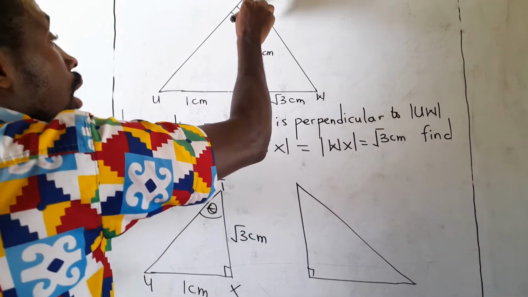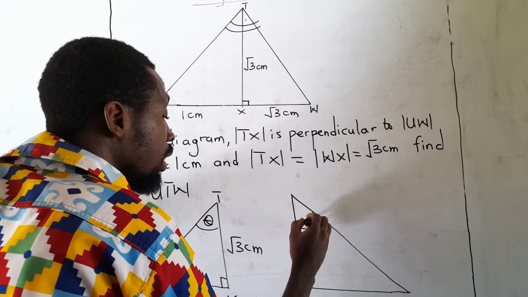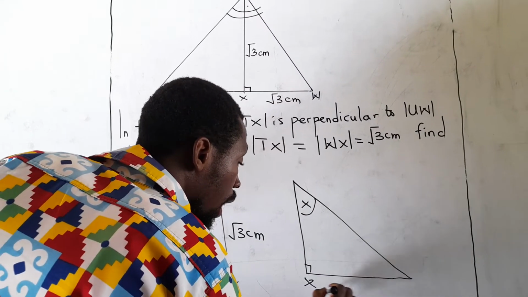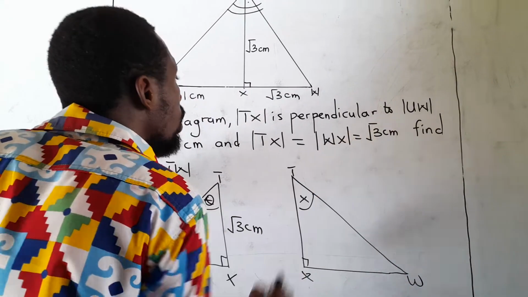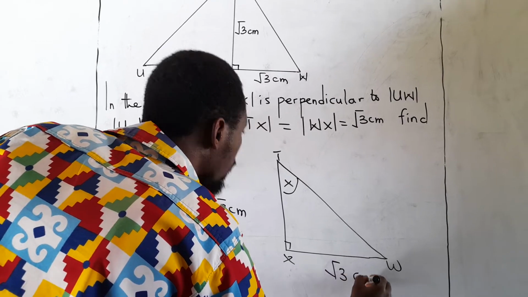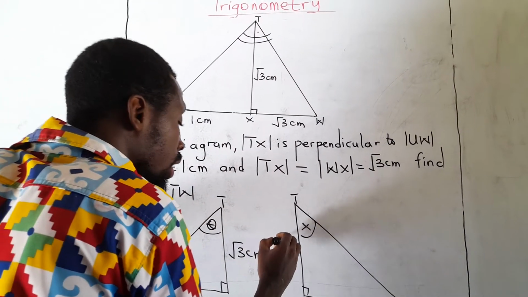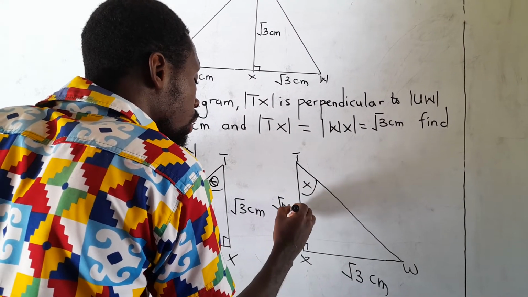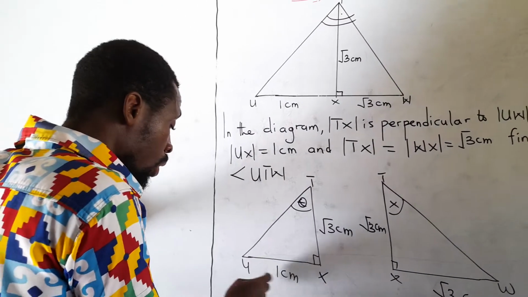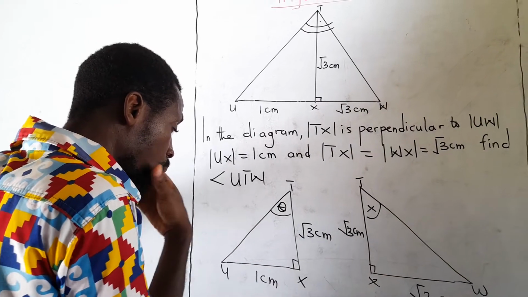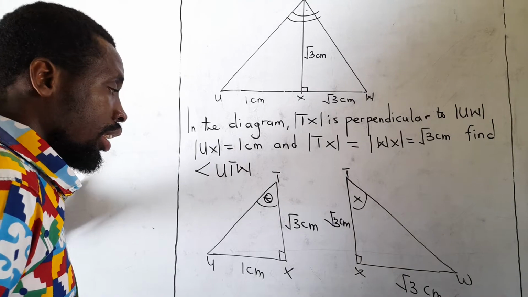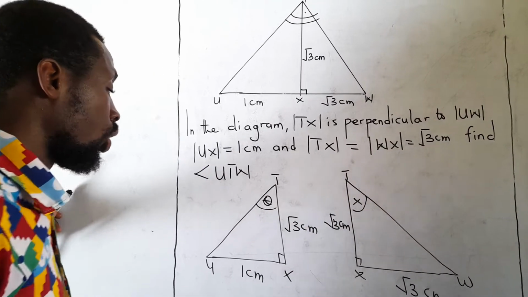where the angle here, I'll let it be X, and I have XWT, where my XW is root 3 centimeters and my TX is root 3 centimeters. Then I can say that my side here, UX, is the opposite and TX is the adjacent. So to find the angle there, I'll use tan.